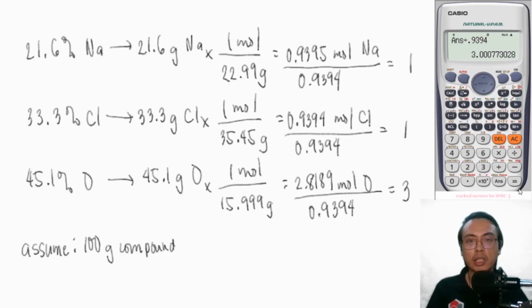So that means that the empirical formula of the compound is now Na1Cl1O3. This is our empirical formula.